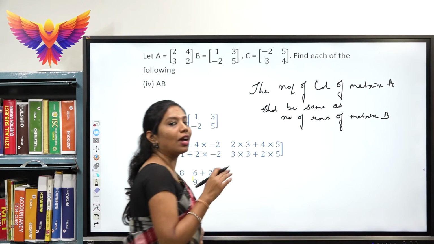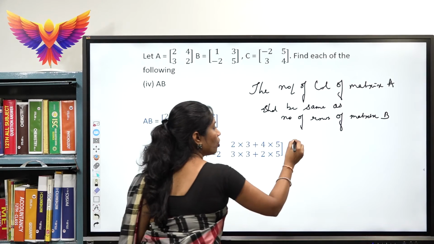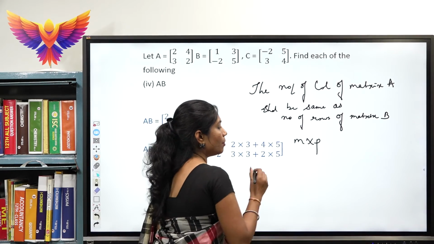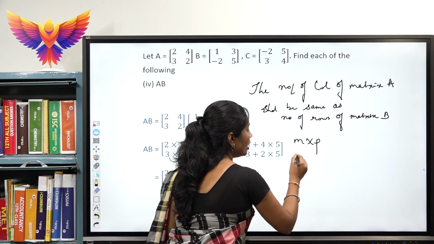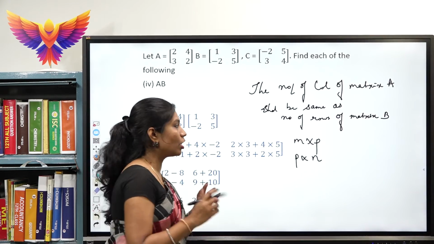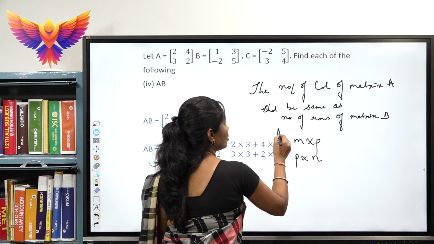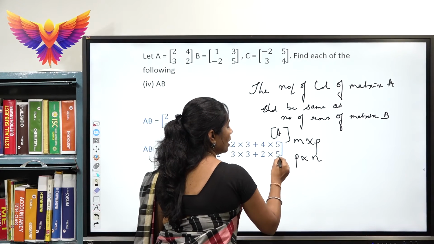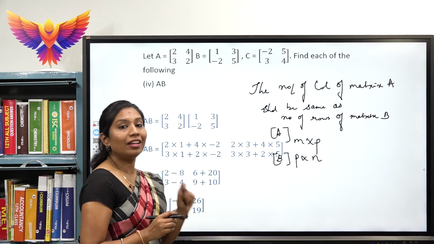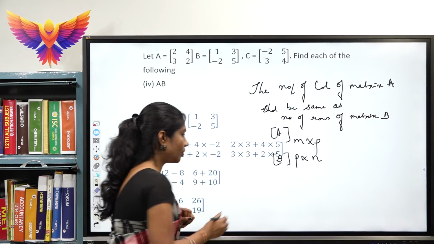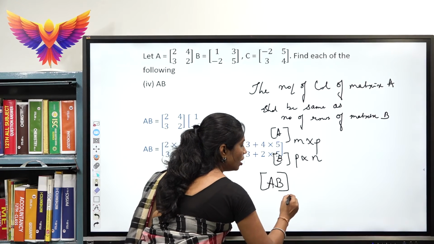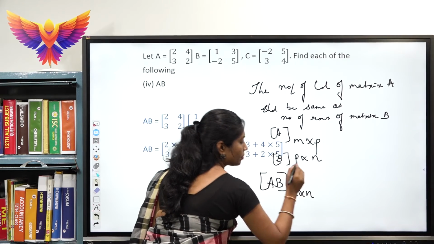That is, if I have a matrix A of order M cross P, the matrix B should have order P cross N. The final result, that is AB, should be of order M cross N.